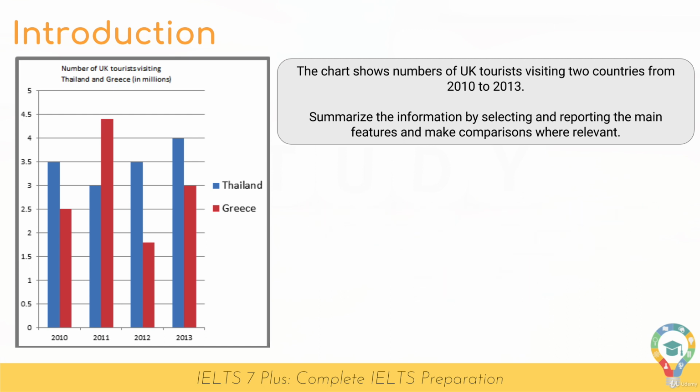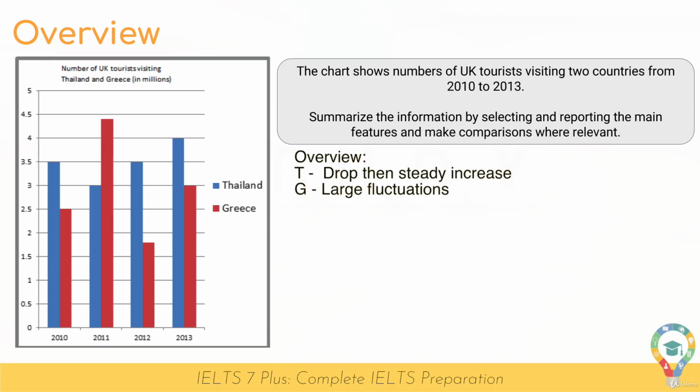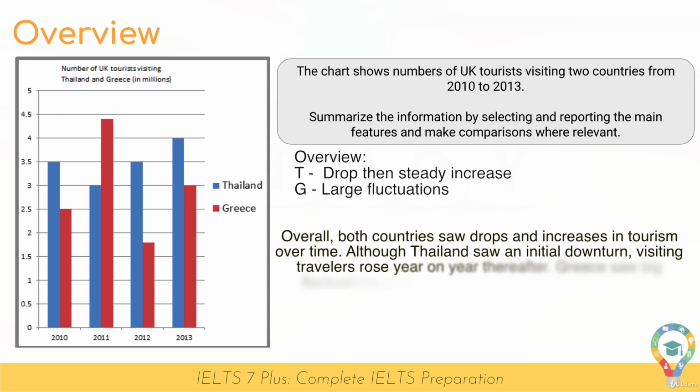Let's move on to our overview. It's important to remember that the overview paragraph should not contain any percentages, numbers, or figures. Here we will only quickly report the main trends that we can see in the visual information. Generally speaking, your overview doesn't need to be any longer than between 2 to 4 sentences. Let's take a look at what I wrote for my overview.